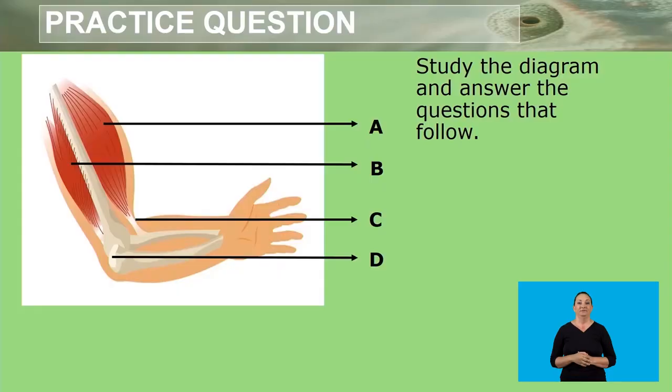In this part of the lesson, we are going to look at practice and application questions that relate to the musculoskeletal system. First, we are going to work on our practice questions. And the first instruction says that we must study the diagram and answer the questions that follow. So we have a diagram of the arm. It shows the muscles and bones.